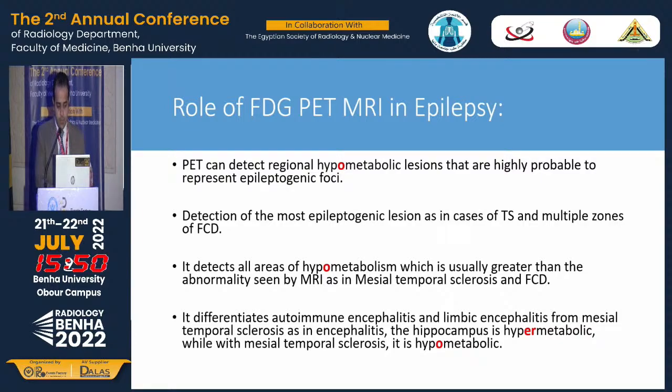What is the role of the FDG PET MRI in epilepsy? It can detect the regional hypometabolic lesions that are highly probable to represent epileptogenic foci. Detection of the most epileptogenic lesion, as in cases of tuberous sclerosis and multiple zones of focal cortical dysplasia. It also detects all areas of hypometabolism, which is usually greater than the abnormality seen by MRI, as in mesial temporal sclerosis and focal cortical dysplasia. And finally, it differentiates autoimmune encephalitis and limbic encephalitis from mesial temporal sclerosis. As in encephalitis, the hippocampus is hypermetabolic, while in mesial temporal sclerosis, it is hypometabolic.